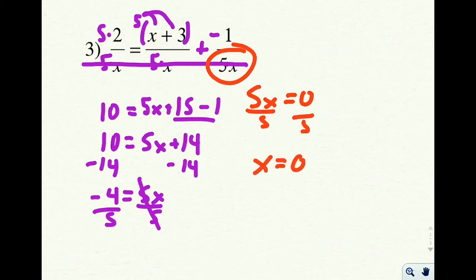And what you're going to find with these is anytime you have x by itself in the denominator with no plus or minus, your restricted value is going to be that x cannot be 0.